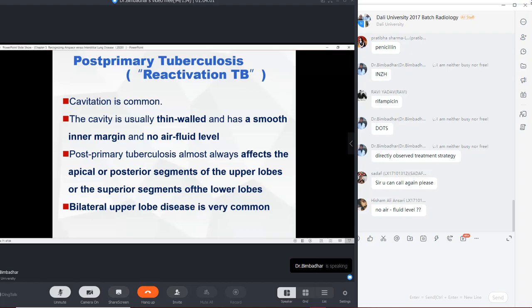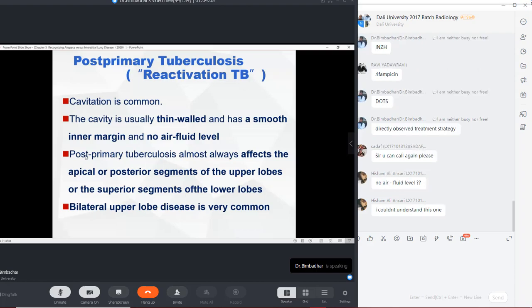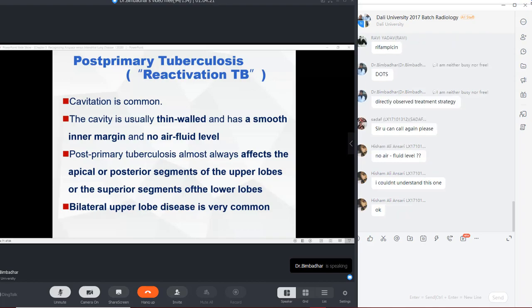Cavities do not have an air fluid level. Abscess will have an air fluid level. We will talk about this one. Abscess will have an air fluid level. Cavities do not have it.